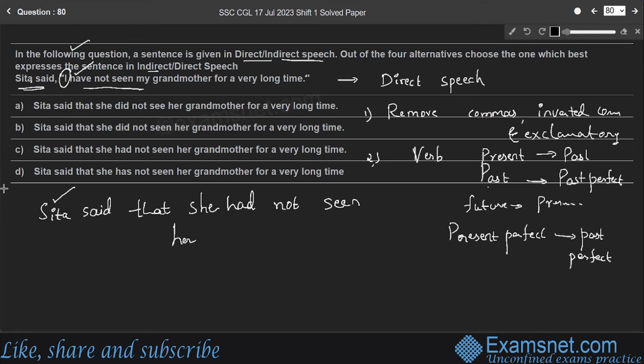her grandmother, right? So in place of my grandmother, it should be her grandmother, third person, her grandmother for a very long time, right? Therefore, the indirect speech form of the given sentence is Sita said that she had not seen her grandmother for a very long time. So look at the options. Option C is the right answer. Sita said that she had not seen her grandmother for a very long time.